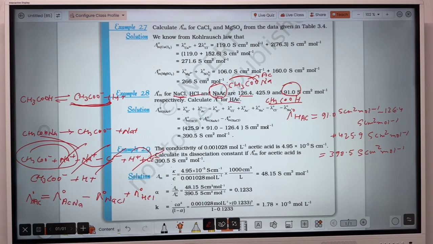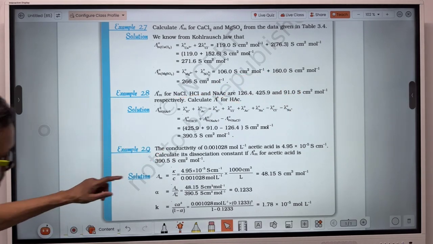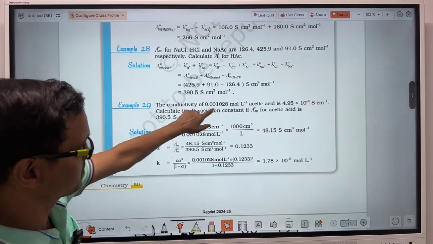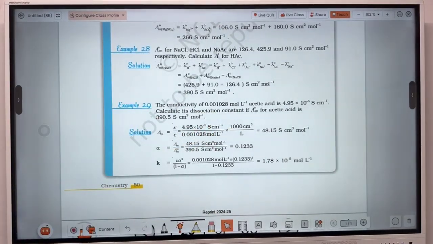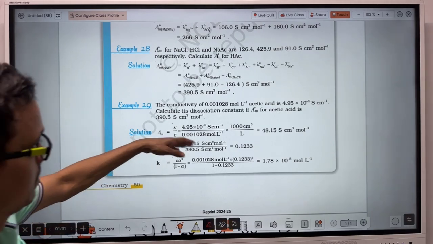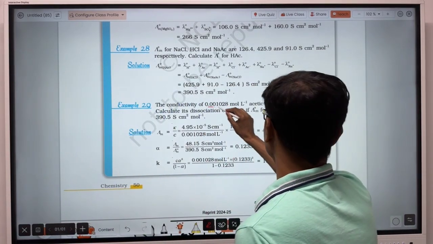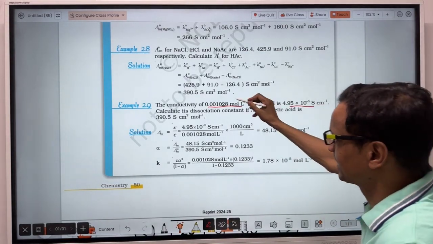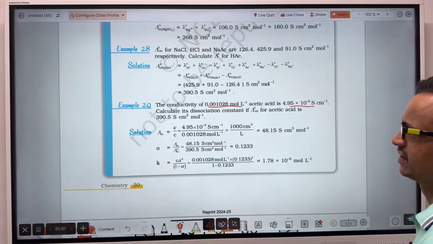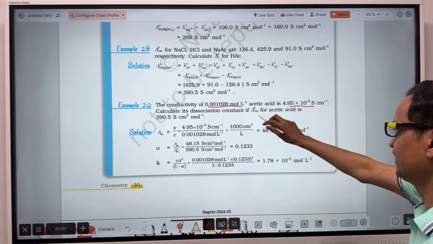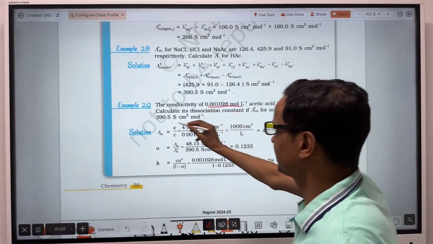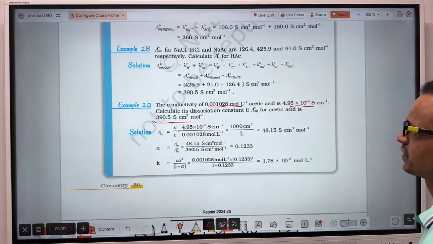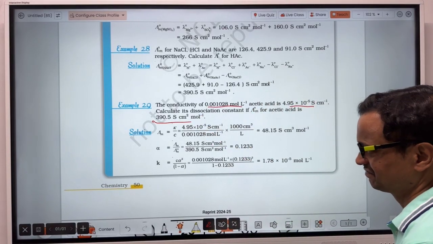Watch out, the next question 2.9. I think this one is clear for you. Now the concentration of acetic acid has been given and the conductivity has been given. Conductivity has been given in Siemens per centimeter and concentration has been given in mole per liter. Calculate the dissociation constant if lambda degree for acetic acid, that means the limiting molar conductivity, has been given. So Ka is being asked.